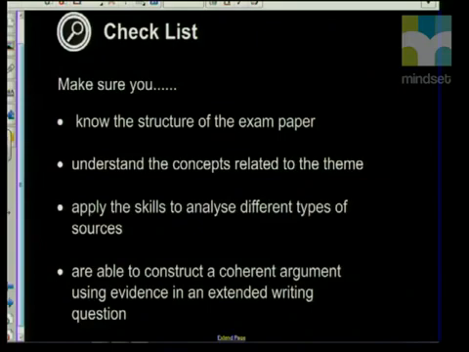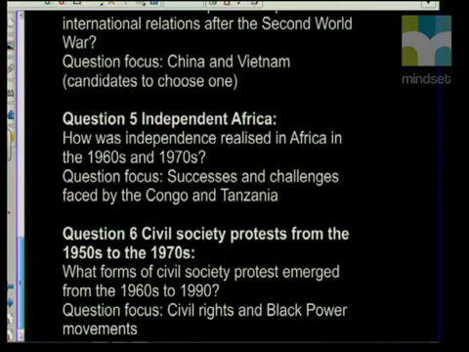And then the next thing that you'll be expected to do is to apply your skills as a historian. Those are the skills that will be used to analyze the different types of sources. Sources will come as photographs, written sources, cartoons, various sources. For example, a guiding question: what forms of civil society protests emerged from the 1960s to 1990? Again, you'll be looking at the civil rights movement and Black Power movement. And again, you choose one question there.